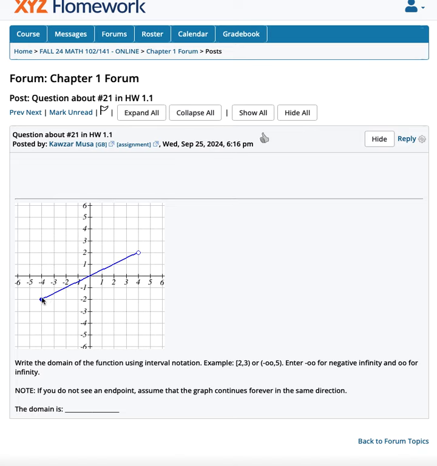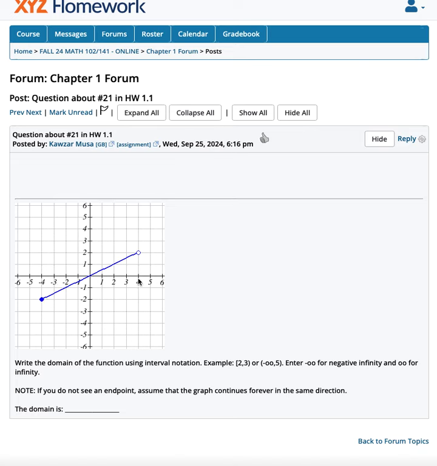So domain, that's our values of x that the function can be. So if we look at where this goes on the x-axis, it looks like we got nothing over here. It's going to start up at -4. For -4, that's going to be a bracket because that has a solid dot, so that -4 is included. And then there's values of x all the way through here up until 4 again.